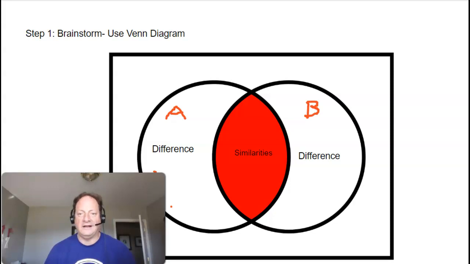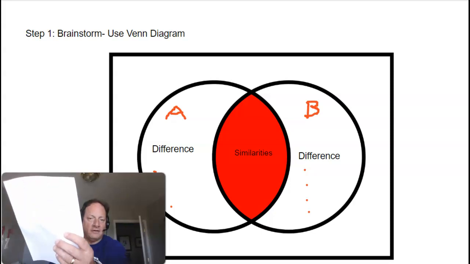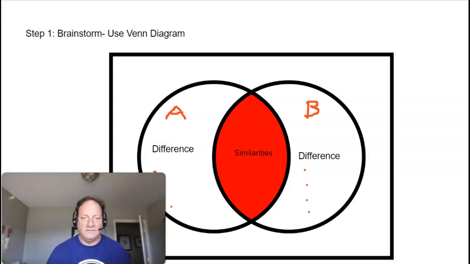On the flip side, I want you to think about article B. And I want you to think about, okay, what were the differences that I saw in article B that were different from article A? And I would write those down. Now of course you're going to do that on your own paper. That's where you're going to write this down, on your own paper.